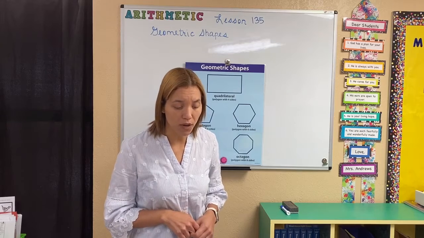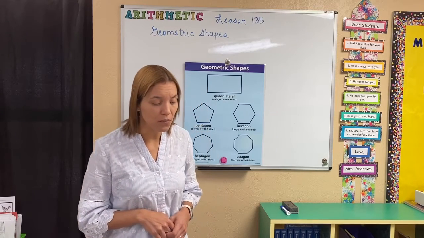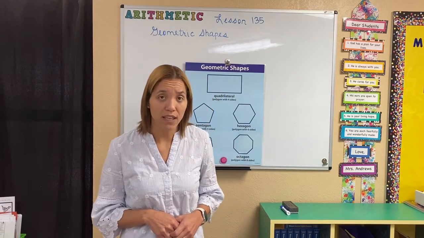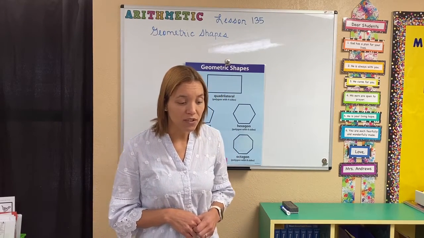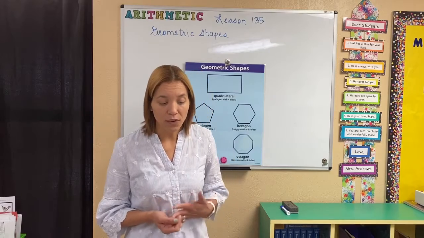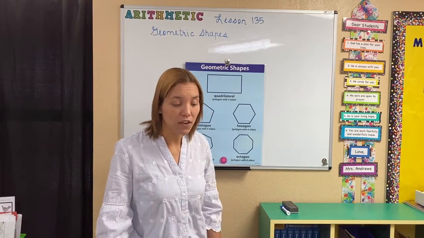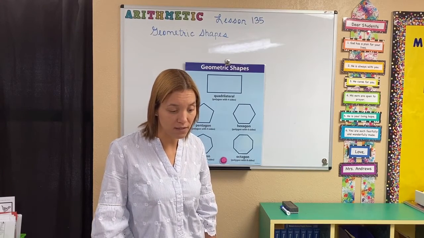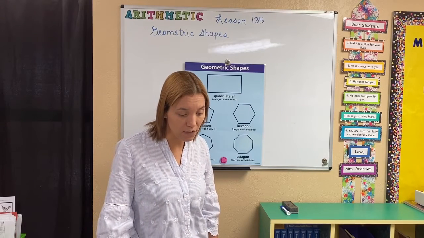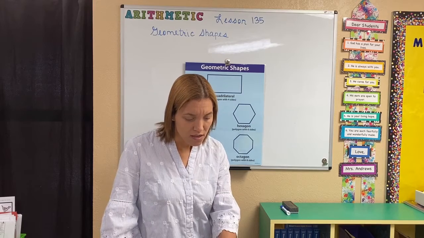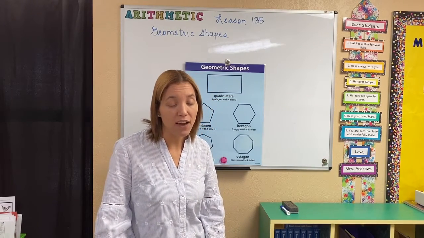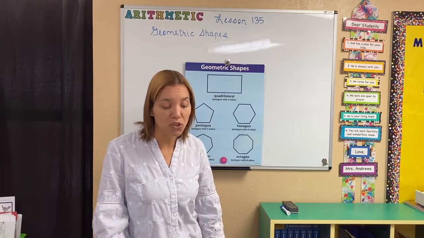That's for number 1. For number 2, it says, write similar or congruent in the blanks. So similar figures, let's review this again. Similar figures have the same shape, but are not the same size. Okay, that's what similar figures are. And congruent figures means that they have the same size and the same shape.